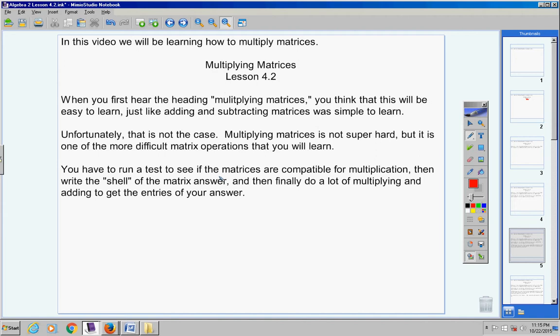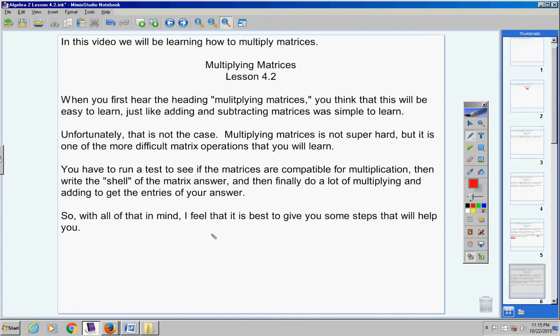You have to run a test to see if the matrices are compatible for multiplication. Then you have to write the shell of the matrix answer. Now this is my own made up word, so this is not an official math term, okay? And I'll explain later what that means, but you have to write the shell of the matrix answer and then finally do a lot of multiplying and adding. Another word for adding would be combining, okay? You have to do a lot of multiplying and combining or adding to get the entries of your answer. So it's really not as easy as you think it's going to be.